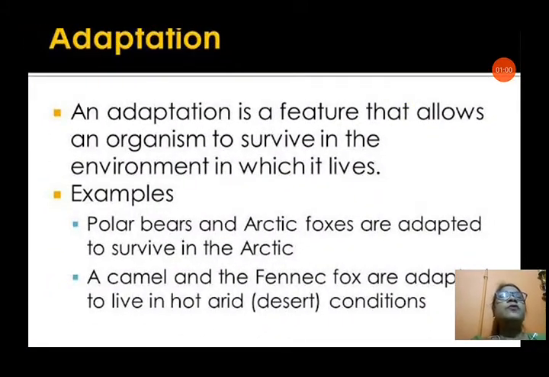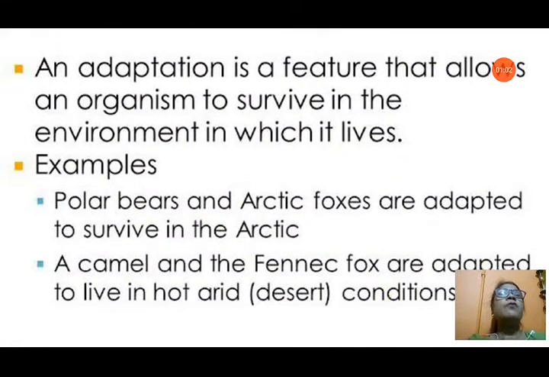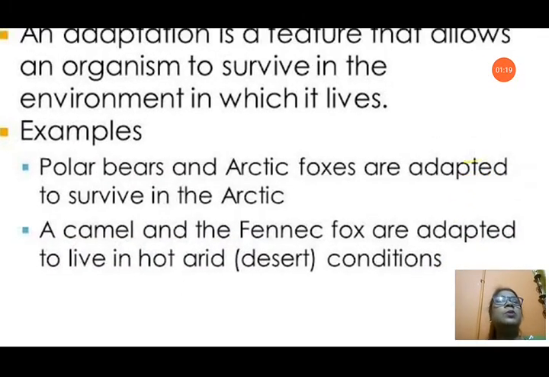An adaptation is a feature that allows an organism to survive in the environment in which it lives. That means the different types of characteristics, the features that developed in that organism, help them to survive. Polar bears and Arctic foxes are adapted to survive in the Arctic region. A camel and the fennec fox are adapted to live in hot, arid desert conditions. So they have different types of habitats, and according to their habitats, they are adapted to live in that place.